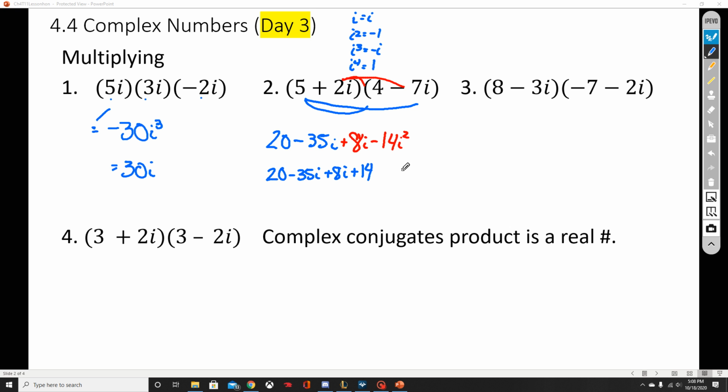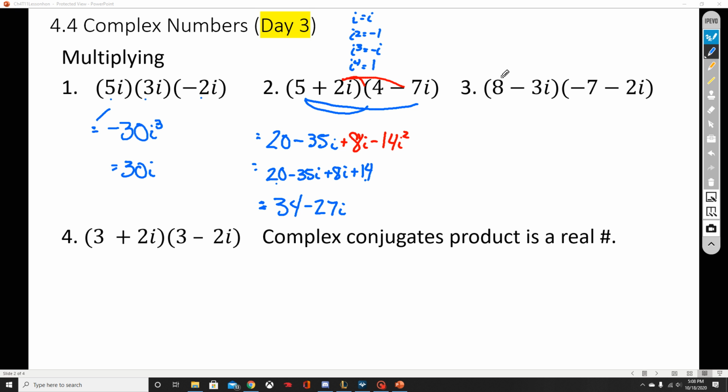Alright, well, we saw how to add and subtract complex numbers. We just have to combine the imaginary and real parts. So the 20 and the 14 is the real part, so that becomes 34. And then the imaginary part, negative 35 and 8, so that becomes negative 27i. So number 2 multiplies to give us 34 minus 27i.